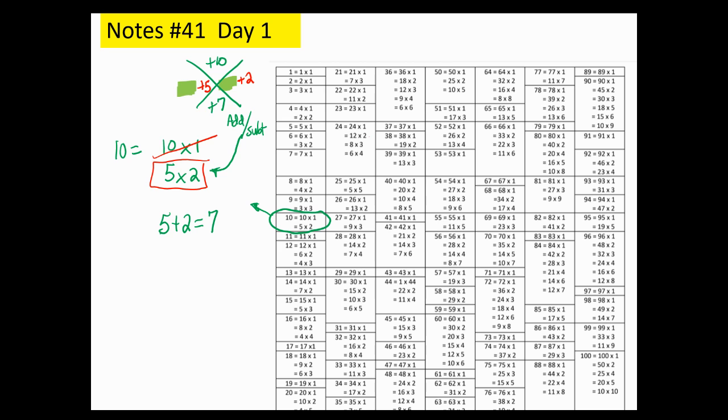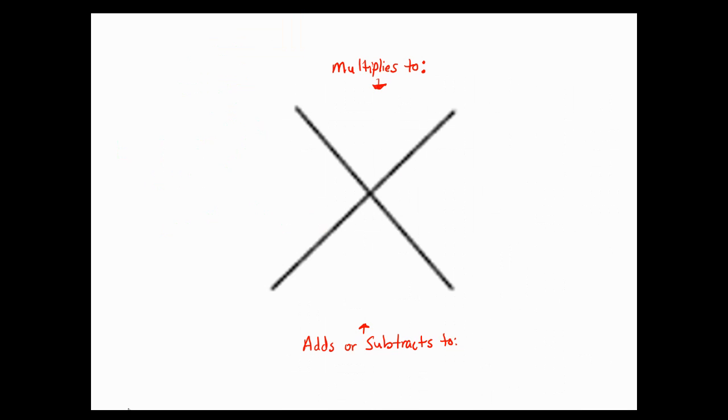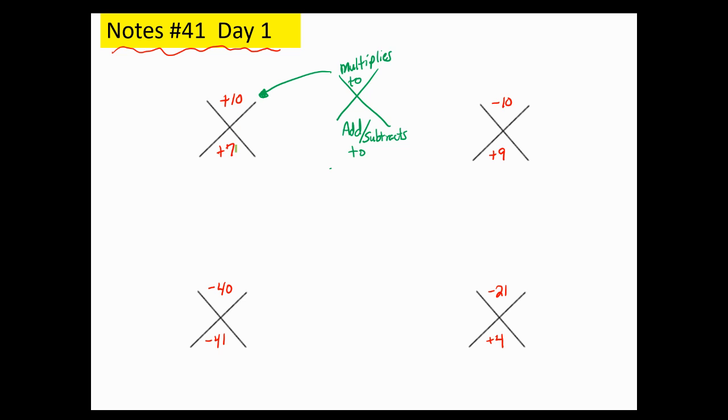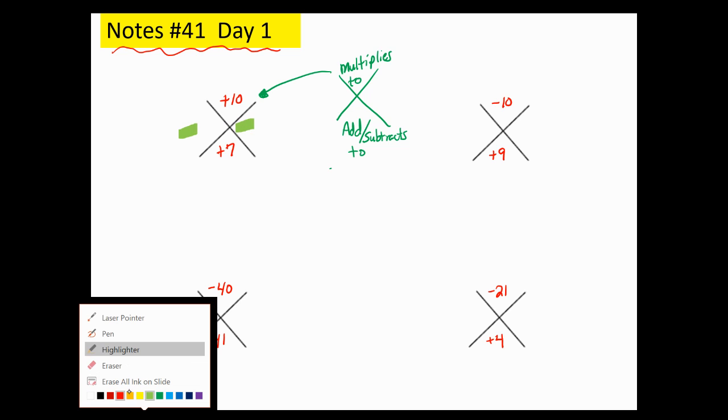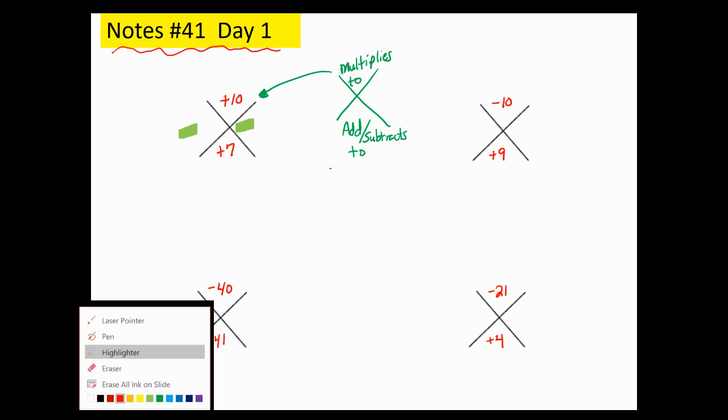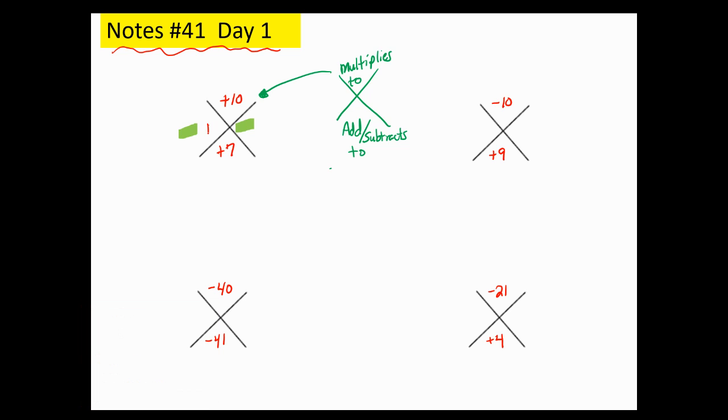So what multiplies to 10? What multiplies to 10 and adds or subtracts to 7? So we're going to leave a little space. And the answer to that is, what multiplies to 10 and adds to 7 is positive 5 and positive 2.